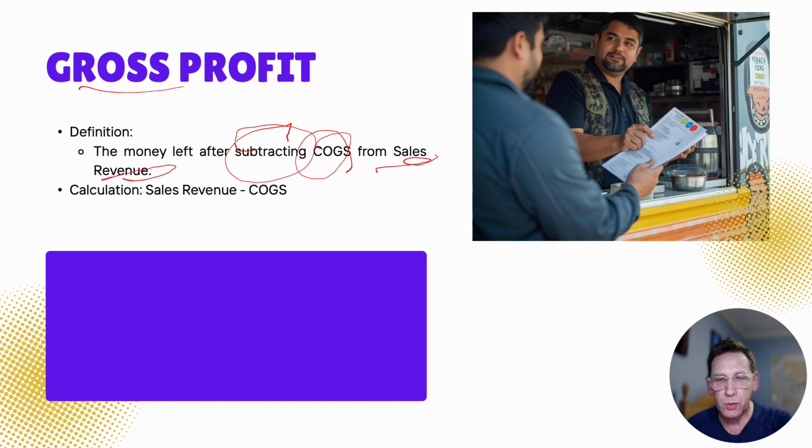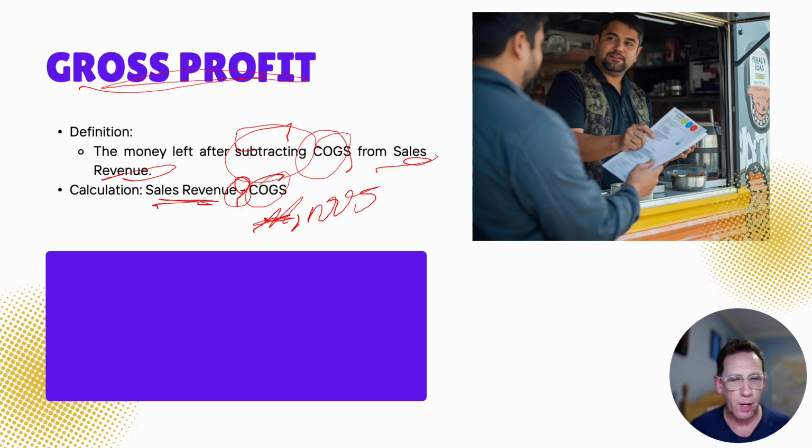So your gross profit is your sales revenue minus your COGS, your cost of goods sold. That's what determines your gross profit.